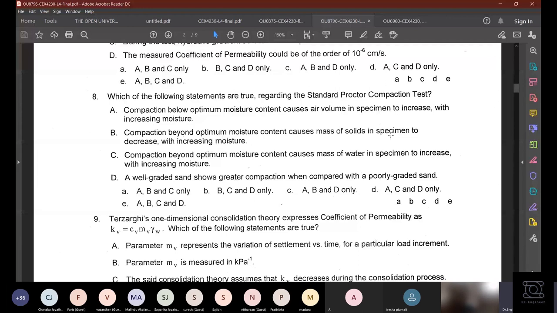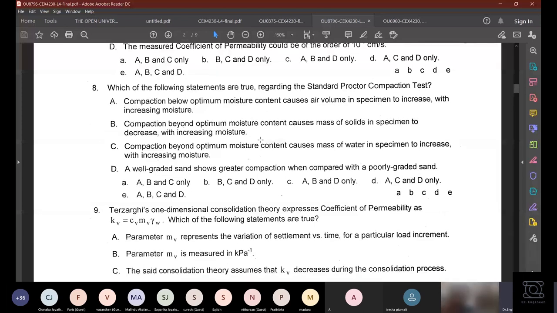Compaction beyond optimum moisture content causes mass of solid in specimen to decrease with increasing moisture content. That is true. Compaction beyond optimum moisture content causes mass of water in specimen to increase with increasing moisture. Yeah, that is also true. A well-graded sand shows greater compaction when compared with poorly graded sand. So this is also true.